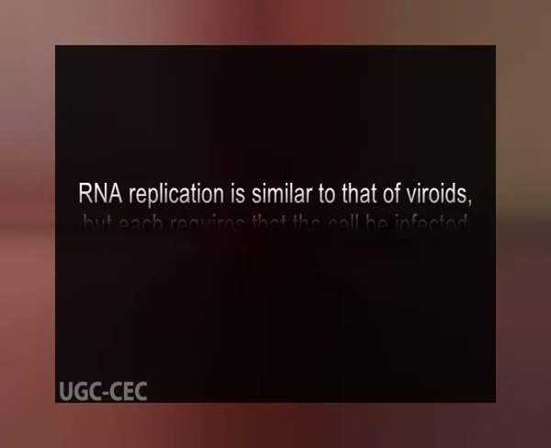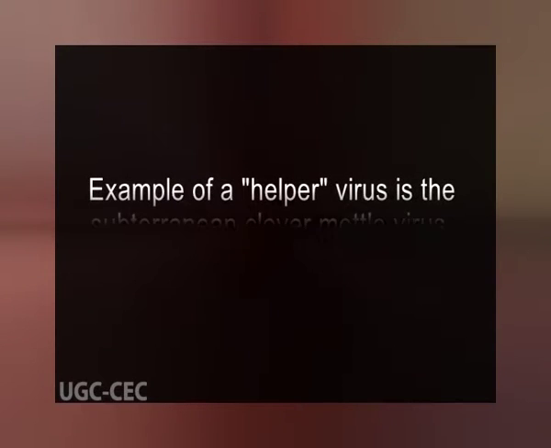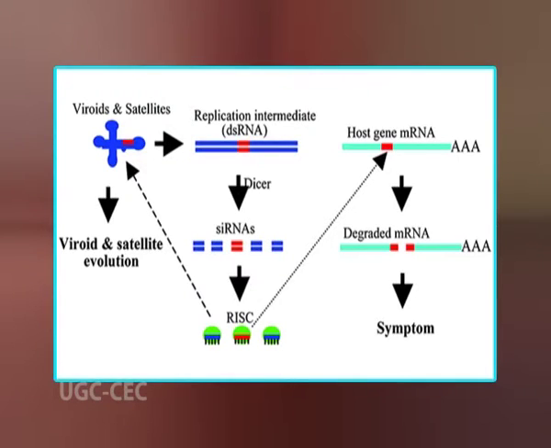RNA replication is similar to that of the viroids, but each requires the cell to be infected with a specific helper virus. An example of a helper virus is the subterranean clover mottle virus, which has an associated virusoid. Virus enzymes may aid replication of the virusoid RNA. The virusoid is incorporated into the virus particle and transmitted as a satellite, a separate nucleic acid not a part of the viral chromosome. Replication of the helper virus is independent of the virusoid.